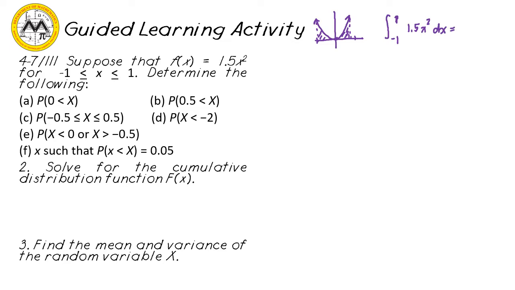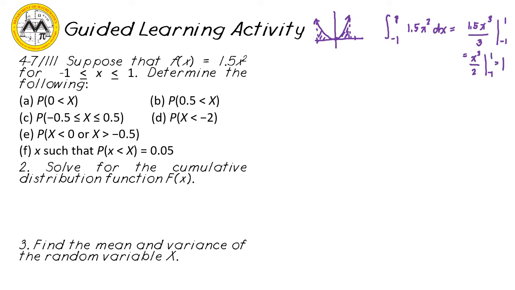So this would be 1.5 x cubed over 3 from negative 1 to positive 1. So this would be x cubed over 2 from negative 1 to 1, which is indeed equal to 1.